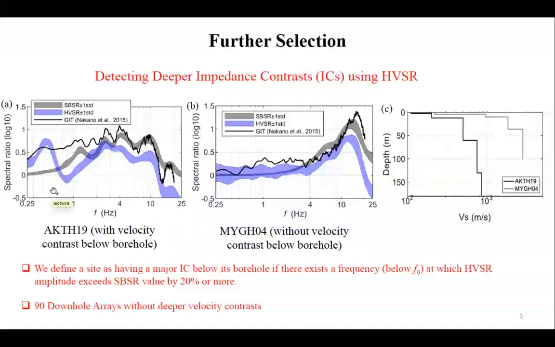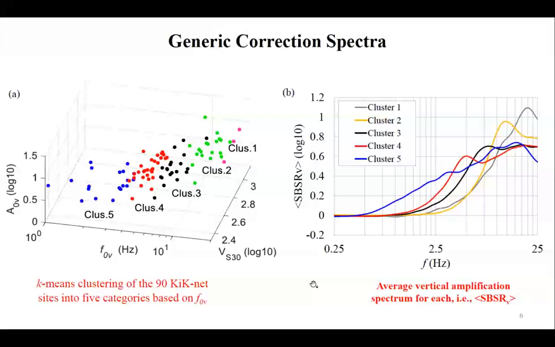So this means there is a deep velocity contrast below the downhole sensor, and this deep velocity contrast is not captured by SBSR. Based on this, we define a site as having a major velocity contrast below its borehole if there exists a frequency at which HVSR amplitude exceeds SBSR value by 20% or more. Based on this criterion, we have further selected 90 KiK-net stations. And then we used k-means clustering to further classify these 90 sites into 5 categories. And then we can have the average vertical amplification for each category.